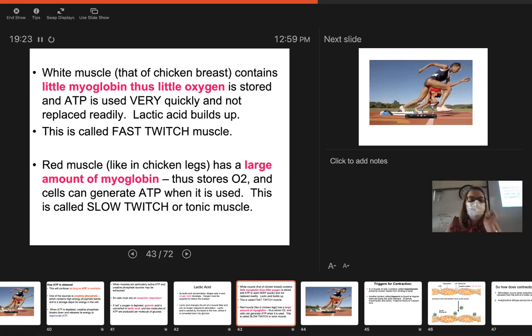Okay. Now this comes into play for a lot of different things, and I'm not going to get too detailed in it. I would love to teach an exercise physiology class. It would be phenomenal. It'd be so fun. Okay, so I'm going to move on. Are we good? Good.